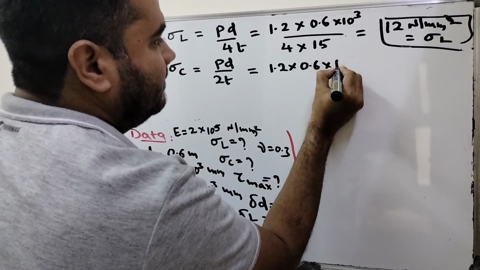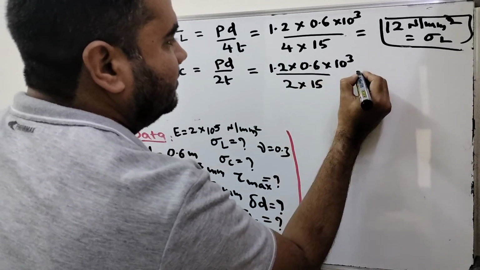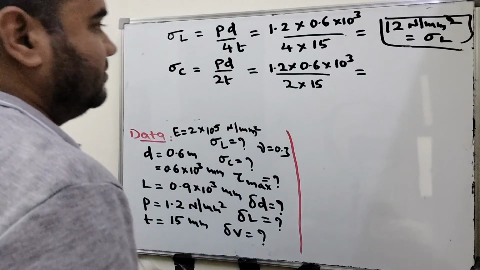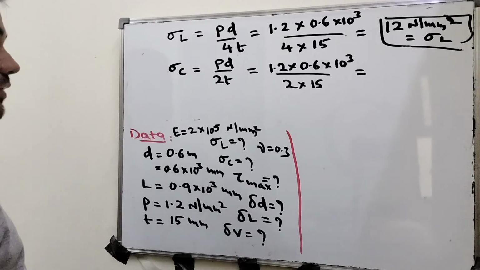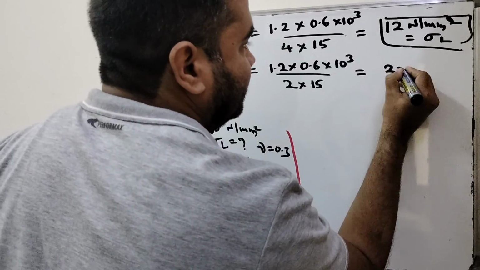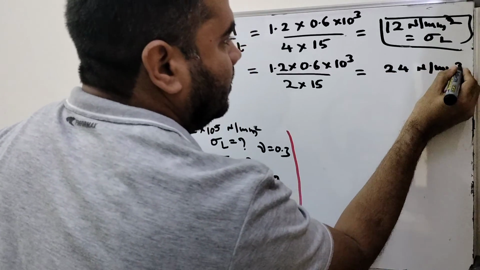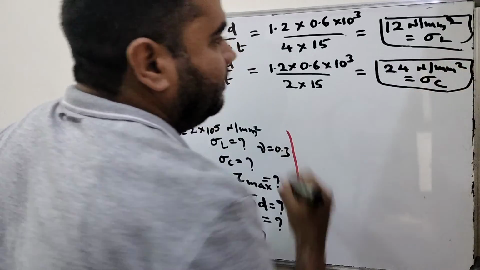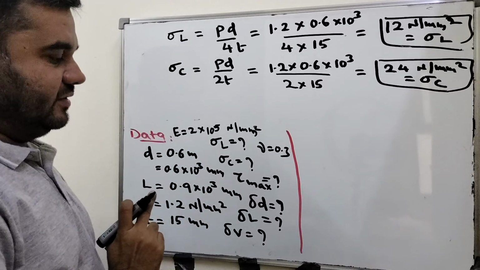0.6 into 10 raised to 3 divided by 2 times thickness, which is 15 millimeter. Simplify the substitution here. After substitution, you will get 24 Newton per mm square. That will be equal to the circumferential stress. First one finished, this finished, and circumferential stress finished.